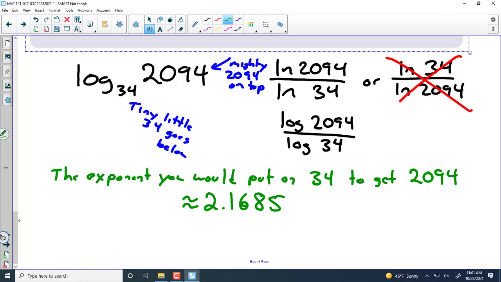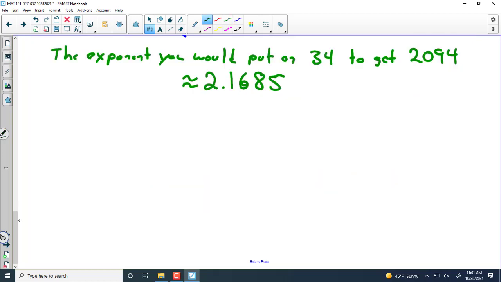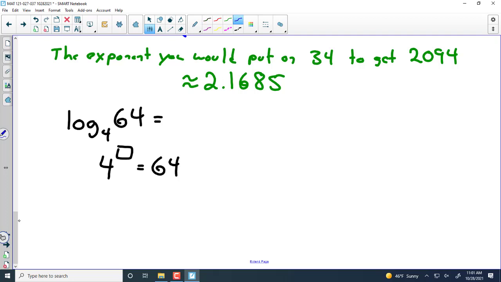Look at this. I like this one a lot. You don't need to use the change of base for this one because my brain tells me what power I would put on 4 to get 64. What would I put on 64 to get 4? How many times do I need to multiply 4 by itself? 3.